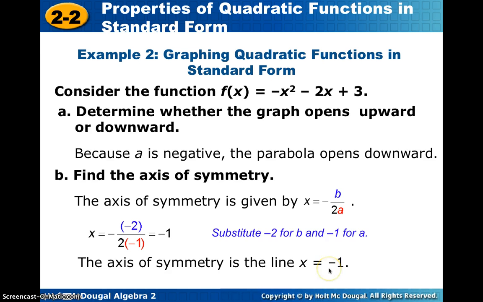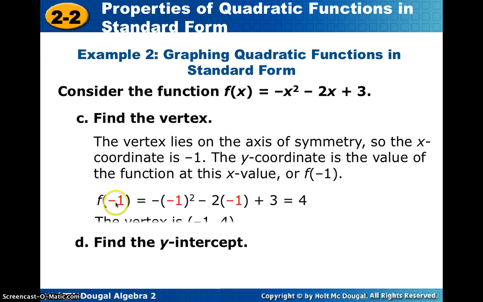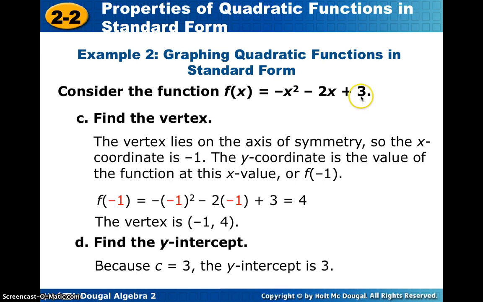And if I plug -1 into the equation, I can find the vertex. So when I plug in -1, I'm going to get -1 squared minus 2 times -1 plus 3. I get 4. So the vertex is at -1, 4. Now the y-intercept is just the value of c on the end, so since we have a 3 on the end here, the y-intercept is going to be at 3.